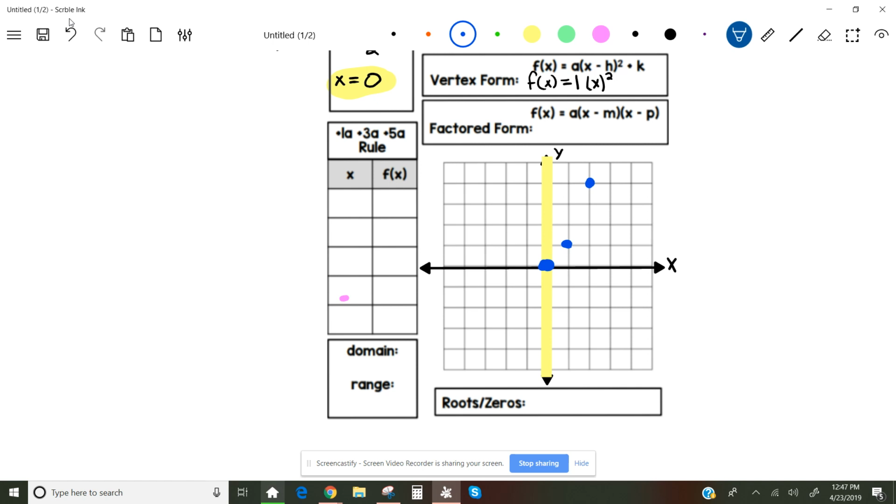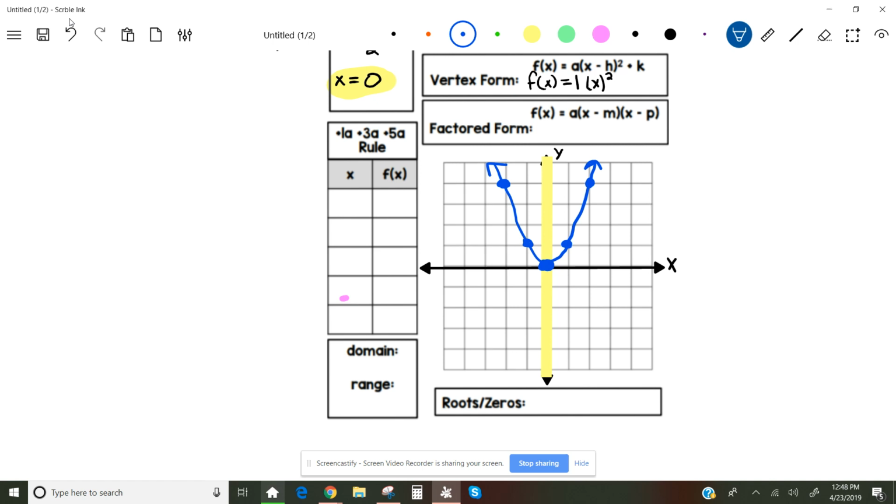Now, what I know that I can do is, we said that this is our axis of symmetry and that parabolas are symmetric. So I know that I can just reflect each of these points on the opposite side of my parabola. And then I'm going to connect them and draw my U shape.